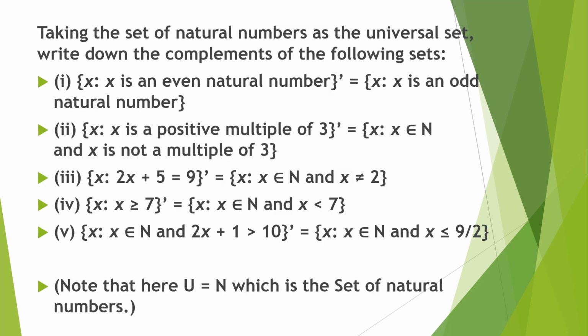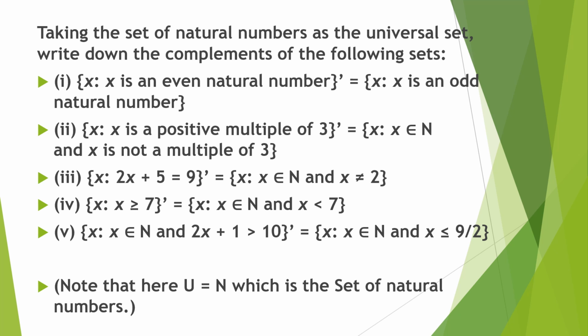Next question. Taking the set of natural numbers as the universal set, write down the complements of the following sets. So set N, the set of natural numbers, is our universal set. If there is a set of X such that X is an even natural number, its complement, remember, is denoted by a dash as the superscript. So the complement of the set X is an even natural number will be the set of all such X such that X is an odd natural number.